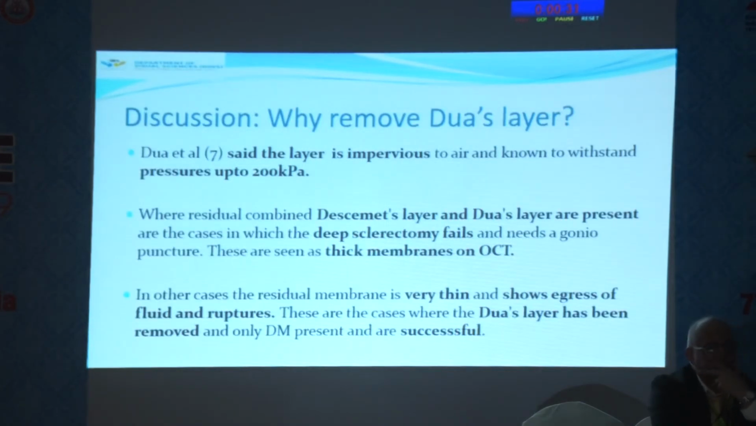Why should we remove the Dua's layer? Well, it is an impervious layer which can withstand pressures up to 200 kPa. Where we have the residual Descemet's and Dua's layer present, these are the cases which fail, and they are seen as a thick membrane on OCT, and on EM we don't see the Dua's layer. While in the cases where we see a thin layer on OCT, we find that these cases are successful and they are confirmed on electron microscopy.